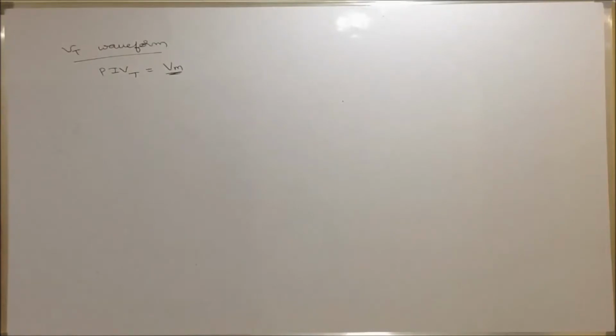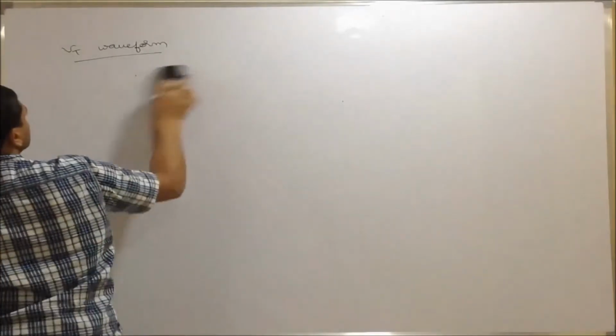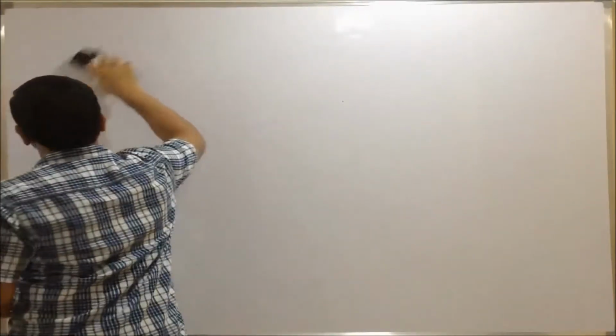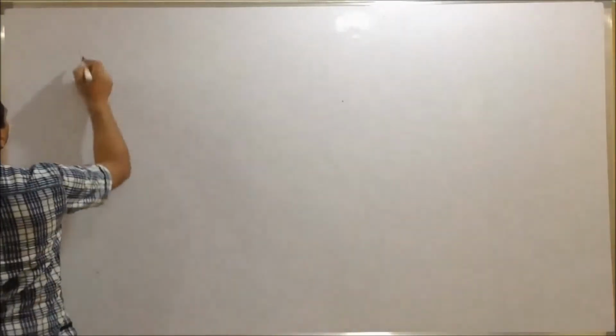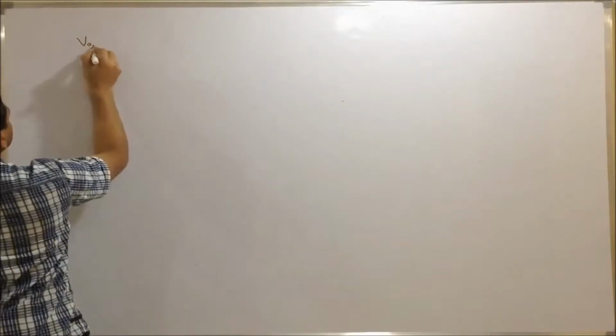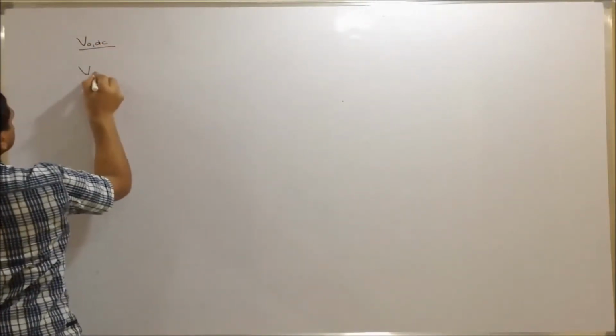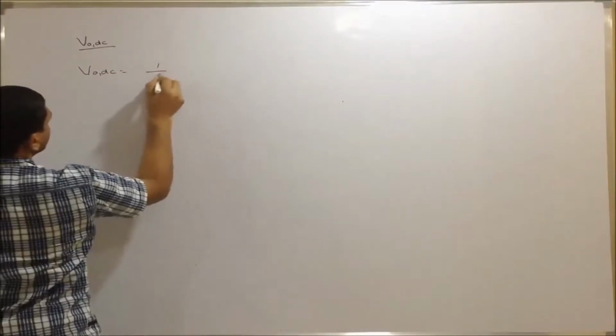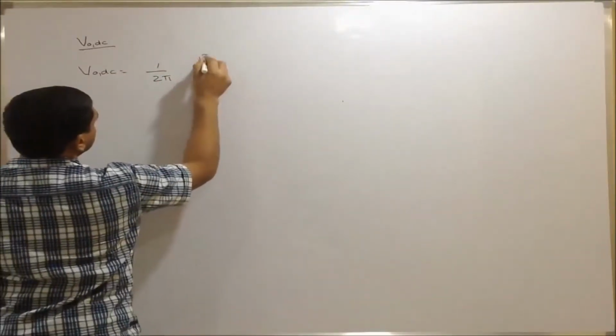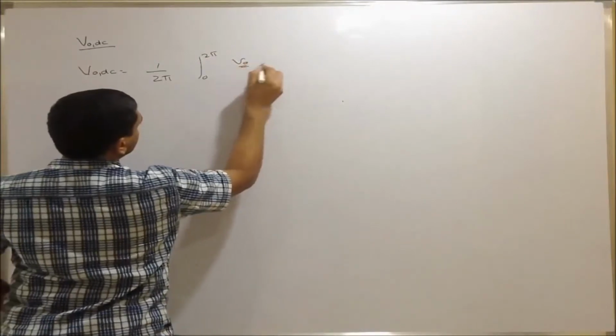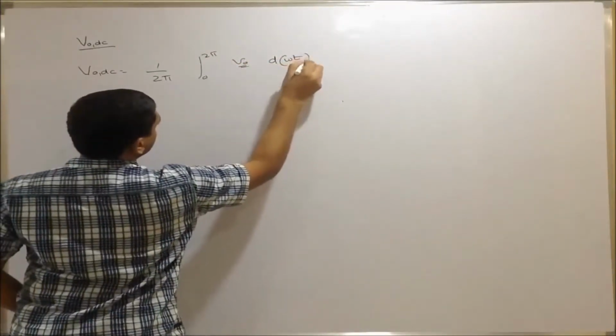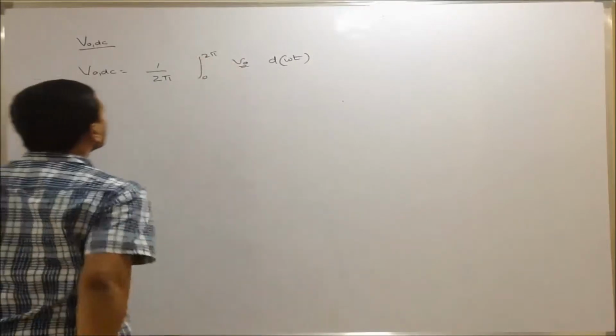Now we derive the expression for V naught DC. So how do you derive it? V naught DC, I'm integrating over the interval 0 to 2 pi. The V naught, this is the instantaneous value, into d omega t. This omega t corresponds to 0 to 2 pi.